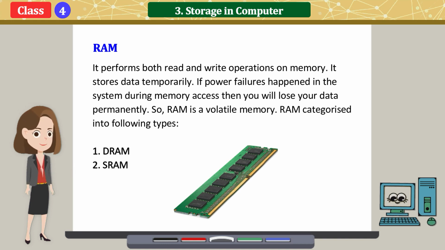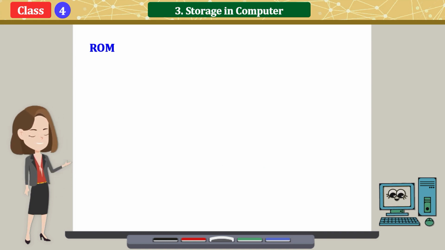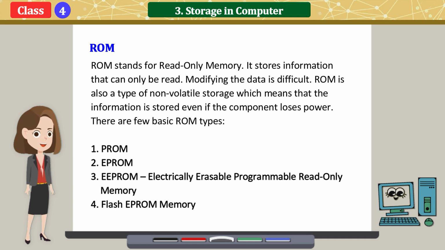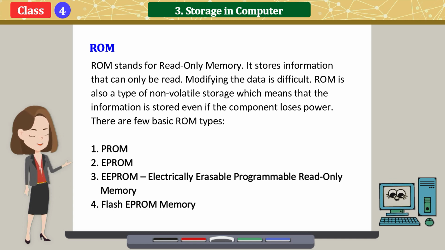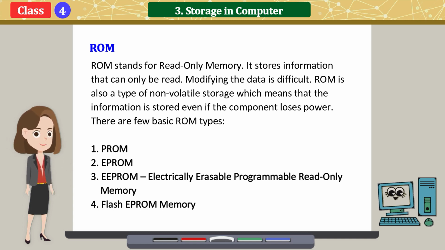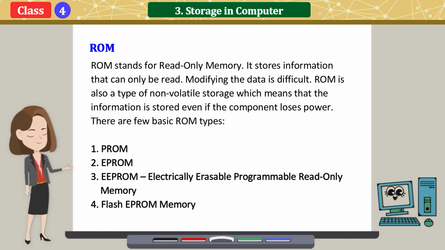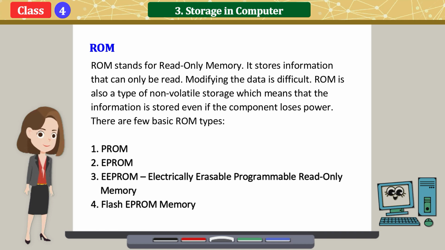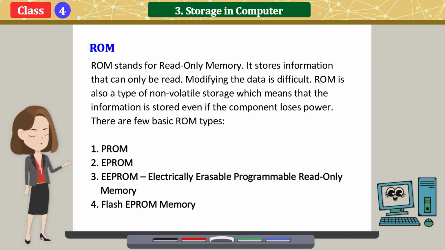RAM is categorized into the following types: 1. DRAM. 2. SRAM. ROM. ROM stands for read-only memory. It stores information that can only be read. Modifying the data is difficult. ROM is also a type of non-volatile storage, which means that the information is stored even if the component loses power.